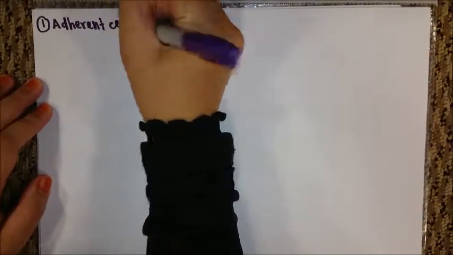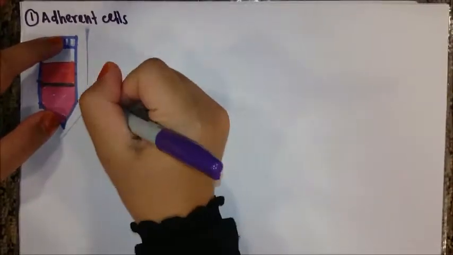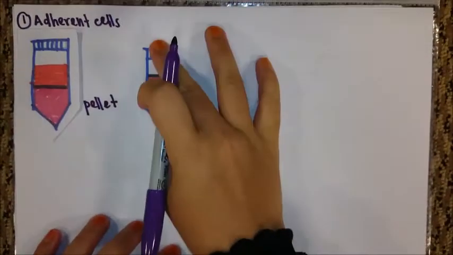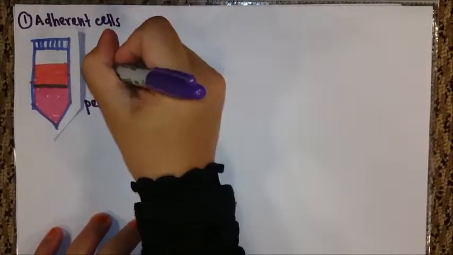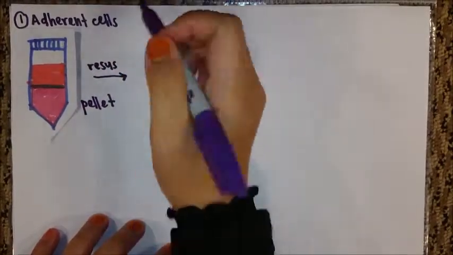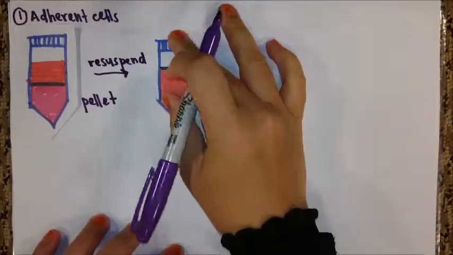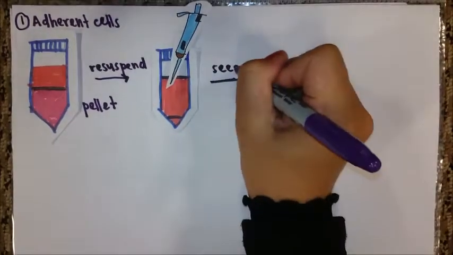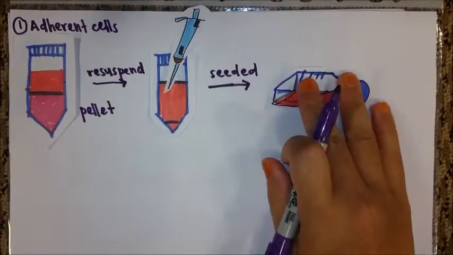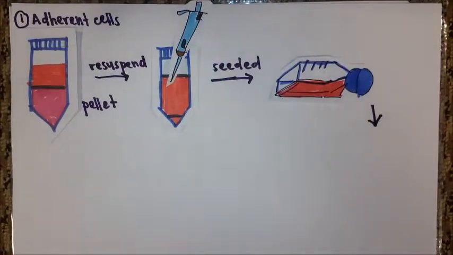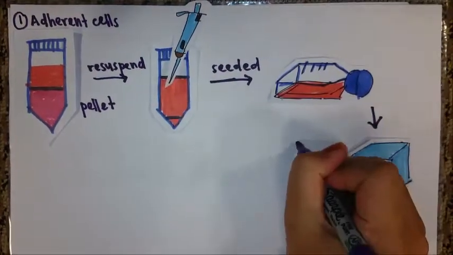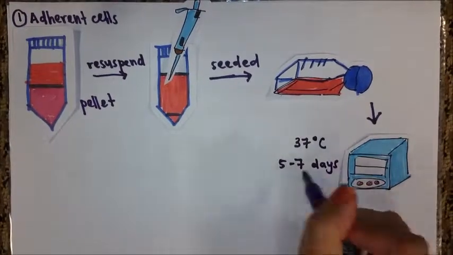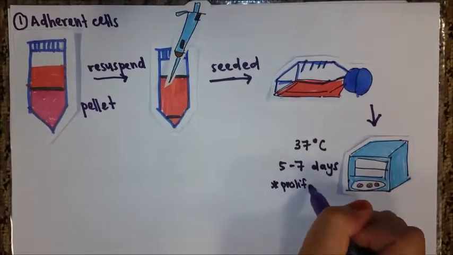Now, we begin with the culture of amniocytes of adherent type first. Pellet is obtained from the tube and is resuspended in the culture medium. Then, the solution is seeded onto a culture flask. When they are seeded on the flask, they are brought to incubate at 37 degrees Celsius for 5 to 7 days to allow for proliferation of the cells.